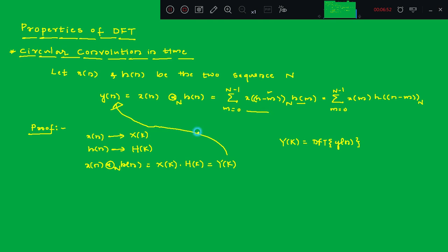This summation equation. Therefore, y of k is equal to DFT of y of n. Our job is to prove y of n is equal to this summation, right? So if y of k is equal to DFT of y of n, then I can write y of n is equal to IDFT, the inverse DFT, of y of k, right?